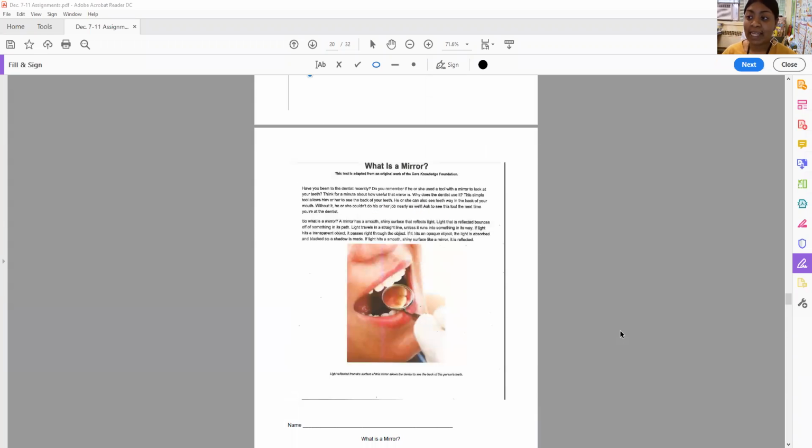All right, so here's a passage. We're going to read the passage, and then there are some questions that we're going to answer after reading.